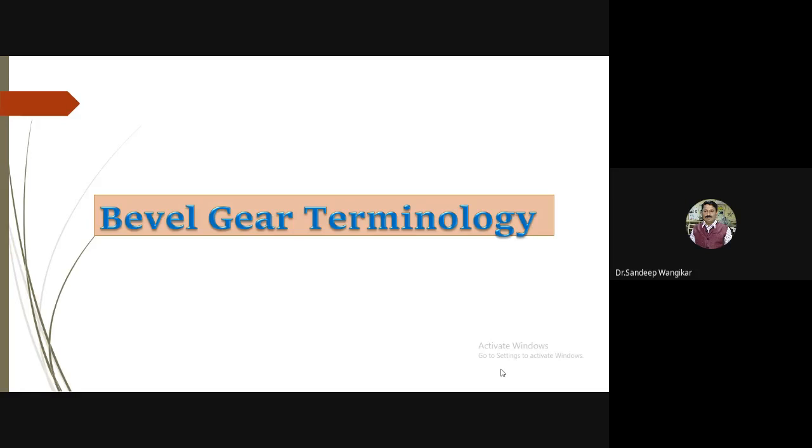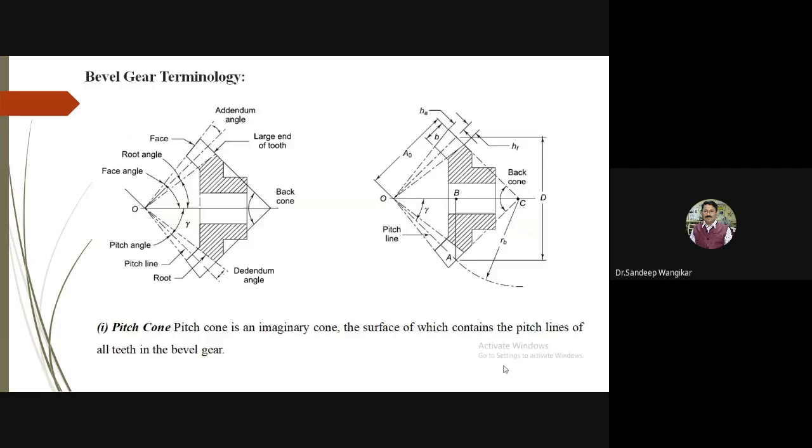We already discussed the spur gear, then the helical gear. For a spur gear, the teeth are straight, and whatever standard terminology for gears exists is applicable to spur gears. In helical gears, we discussed the helix angle, helical teeth, and the virtual or formative number of teeth. In the same manner, we will discuss the bevel gear. So let us start with bevel gear terminology.